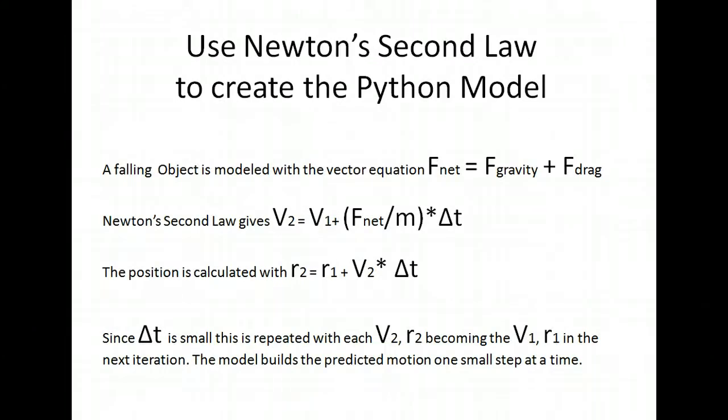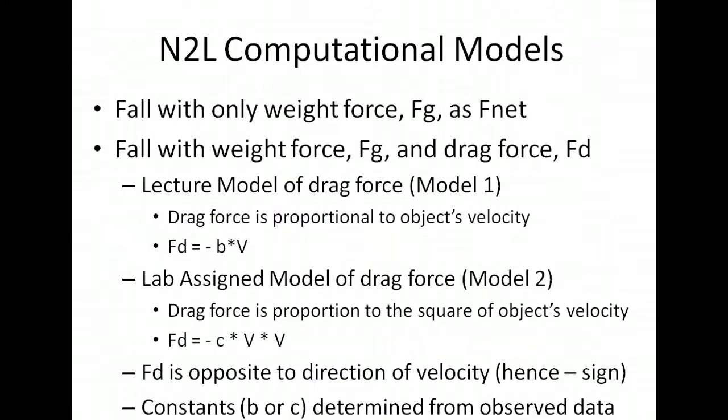For a falling object, the net force is equal to the gravitational force downward and the drag force opposite to the motion. Newton's second law: the new velocity is equal to the old velocity plus F net divided by mass times delta t. From that new velocity, the position is updated. Since delta t is small, this is repeated with each v2 and r2 becoming the v1 and r1 in the next iteration. The model builds a predicted motion one small step at a time.